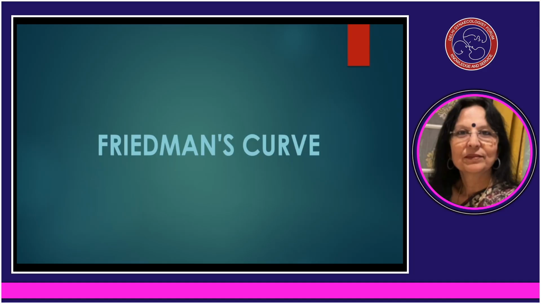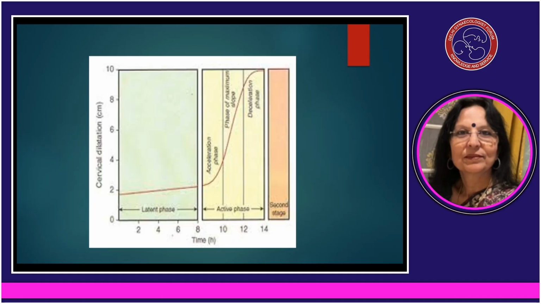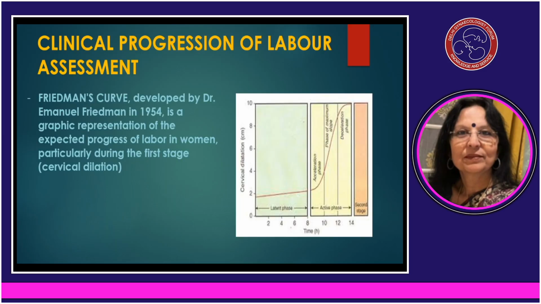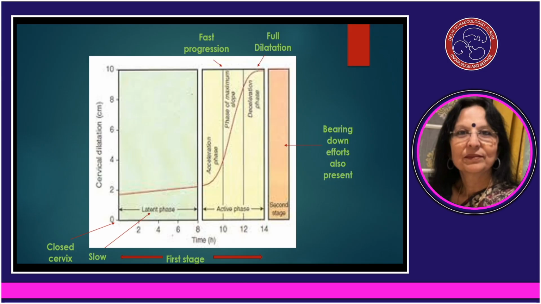So the first curve which came up was Friedman's curve, which came up in 1954. So this has got 2 phases, the first stage and the second stage. And the first stage starts with a closed cervix and ends at full dilatation. And then we see that it is a slow latent phase and a very fast progressing active phase. And when the bearing down efforts start, we know that there is full dilatation and the second stage has started.